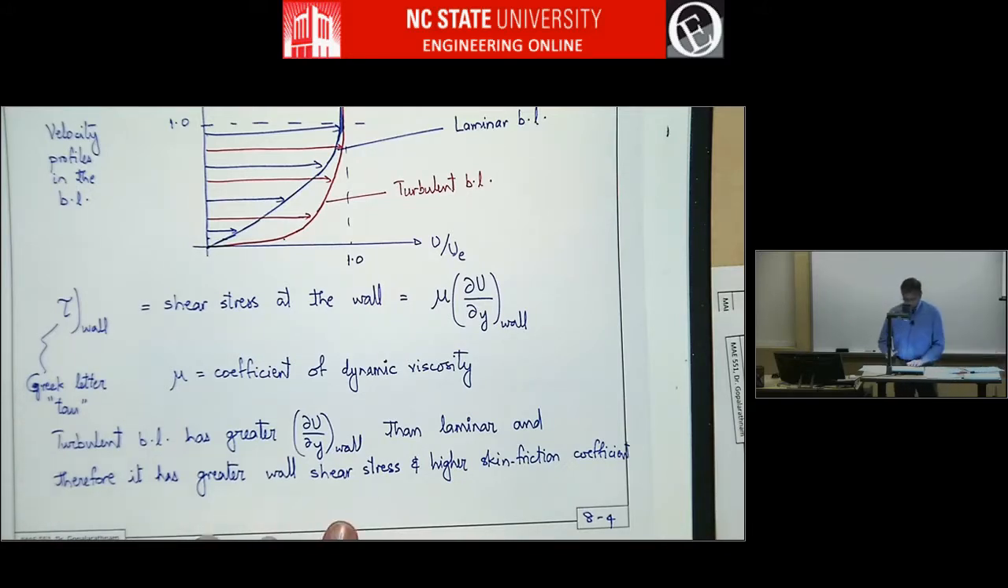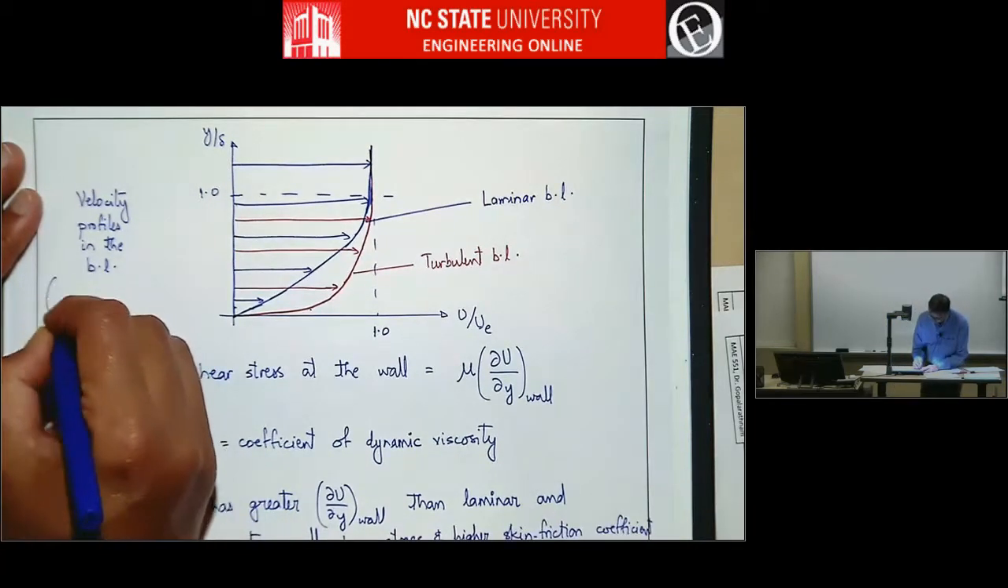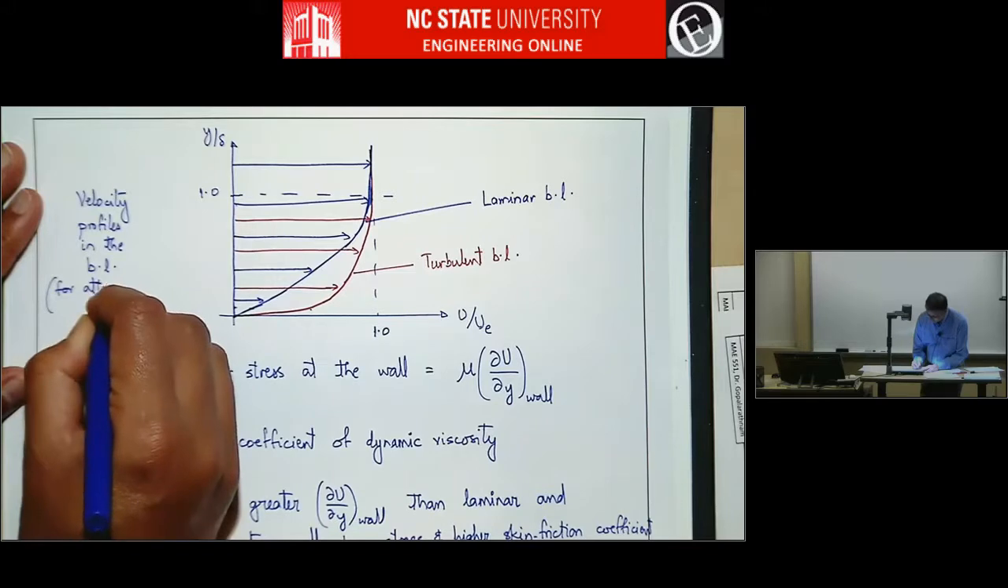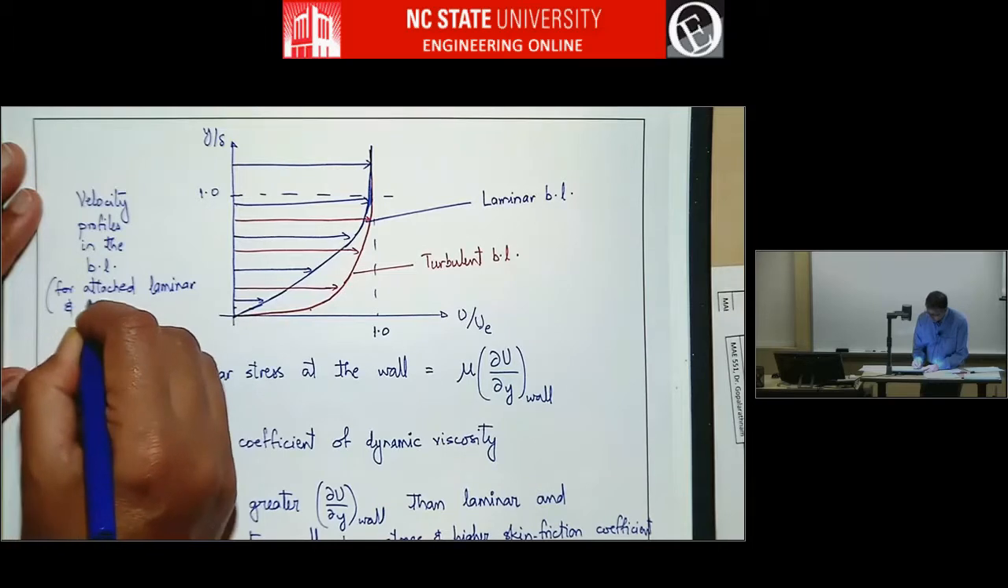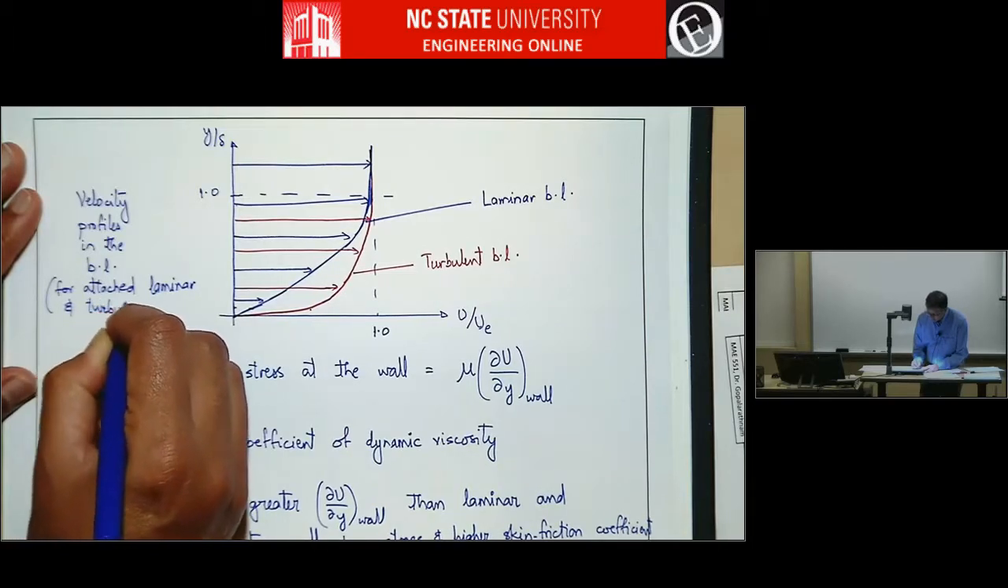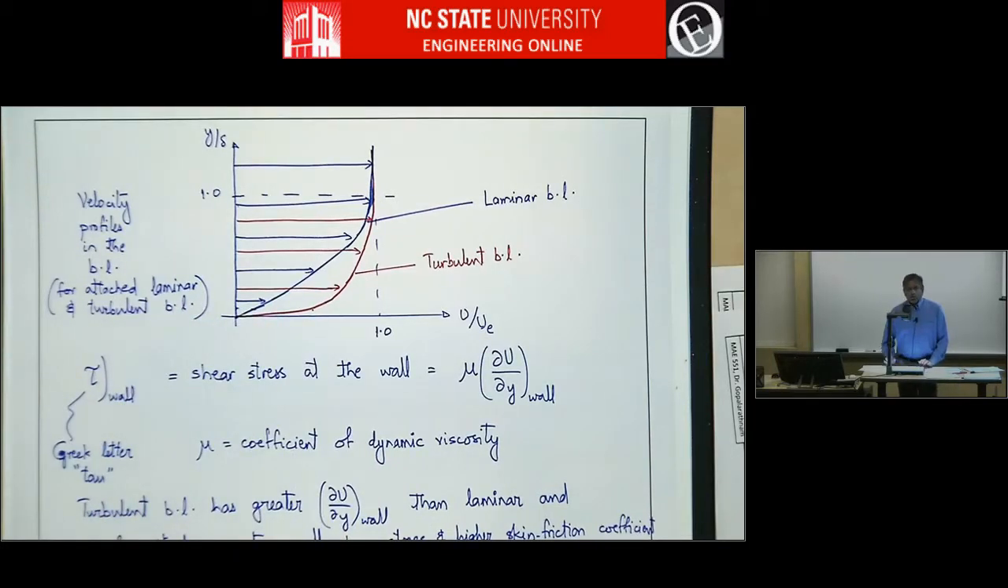So this is the difference between laminar and turbulent flow. And here I've drawn attached laminar and turbulent. Just because a flow is turbulent, it's not that it's bad or anything. You can have attached turbulent flow, you can have separated turbulent flow, and likewise for laminar.